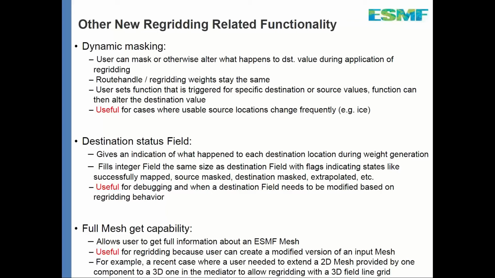This is really useful in debugging, and it also lets you modify the source grid or the destination grid, if you want to, based on the regridding behavior. For example, if you have a source point that didn't get mapped to because it was outside the source grid, you could do something different there.